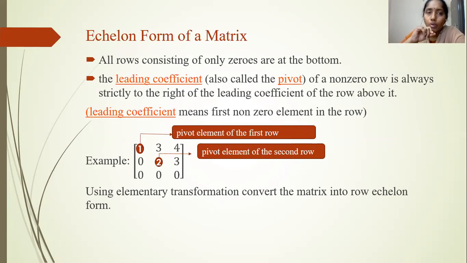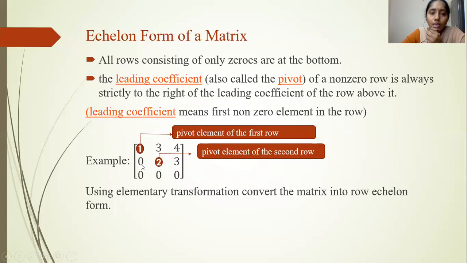Now we discuss what an echelon form is. How do we reduce any matrix, either square or rectangular, into echelon form? All rows consisting of only zeros are at the bottom. The leading coefficient or pivot element of a non-zero row is strictly to the right of the leading coefficient of the row above it. What do we mean by leading coefficient? It is nothing but the first non-zero element in that row.